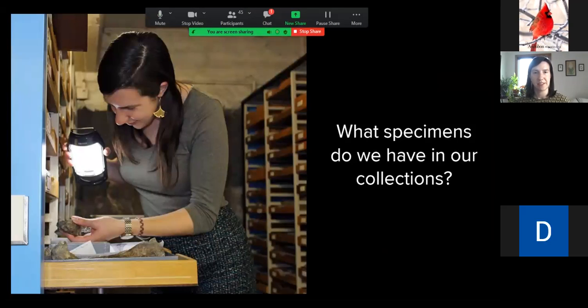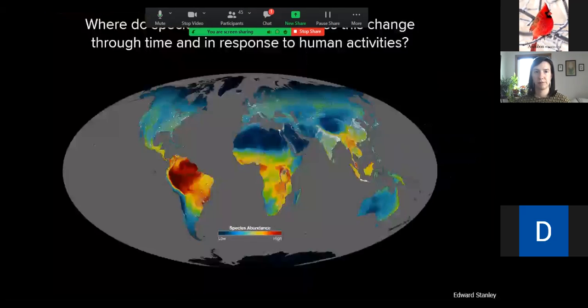And it helps us answer this question that I still don't know the answer to, because we're doing a lot of catch up at the Science Museum: what specimens do we have in our collection? And like I said, this digitized data helps us understand where species occur and how this changes through time and in response to human activities.